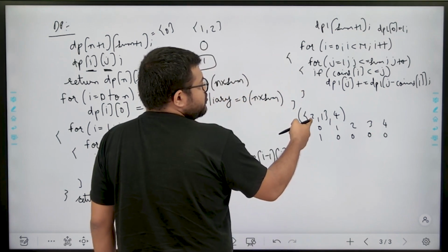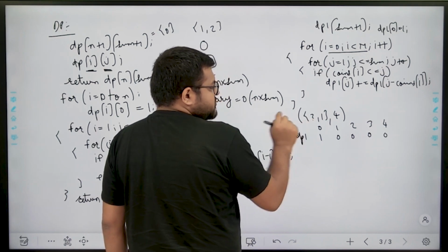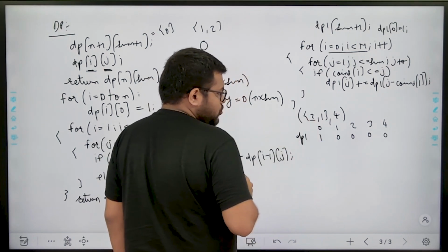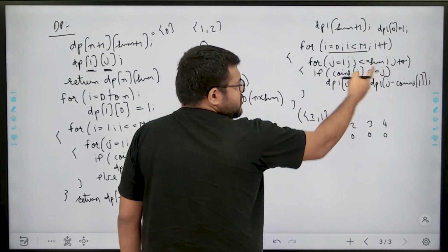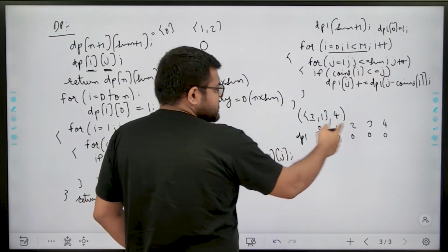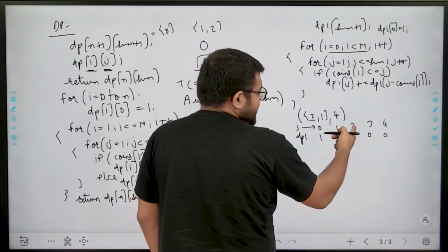Now when I am looping, the outer for loop is for coins. So when I am looping outside, first the coin value is 2. So can I take it here? No, because coins of i, the value of that coin, should be less than or equal to j. This is the value of j, so I cannot take it here. Can I take it here?